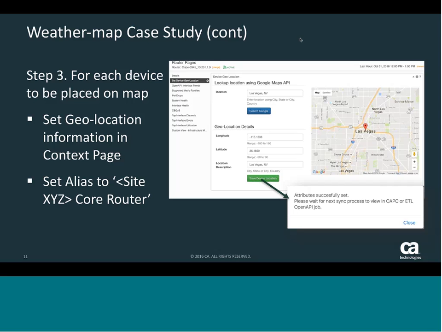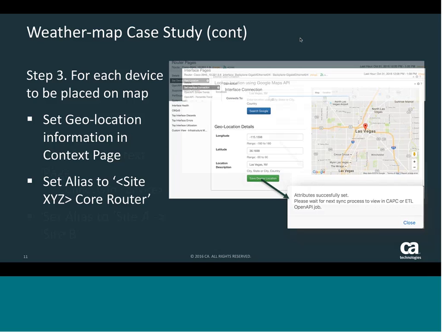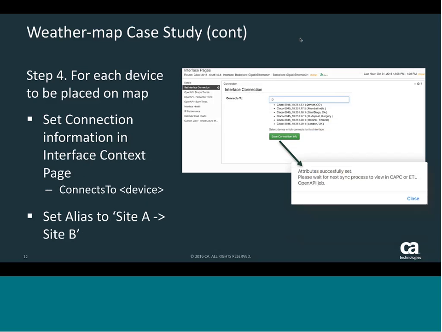I like to set the alias as well. It just makes it a lot easier when you're looking at it in PC to understand what's going on. And then for each device that you're going to put on the map, you want to set the connection information, obviously, right? You don't have to. The weather map will work just fine if it's just a bunch of devices on the map. No problem. It'll plot all the devices. Otherwise, you're going to want to have the connectivity.